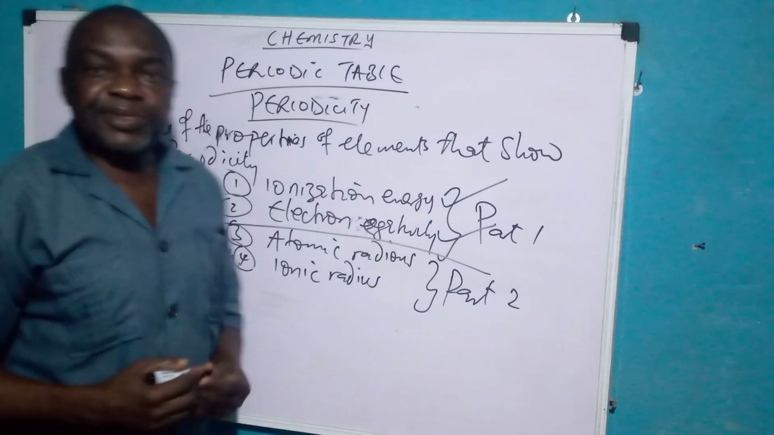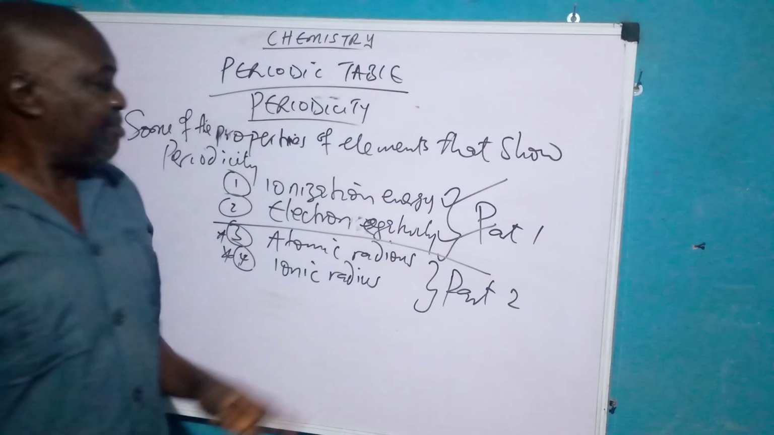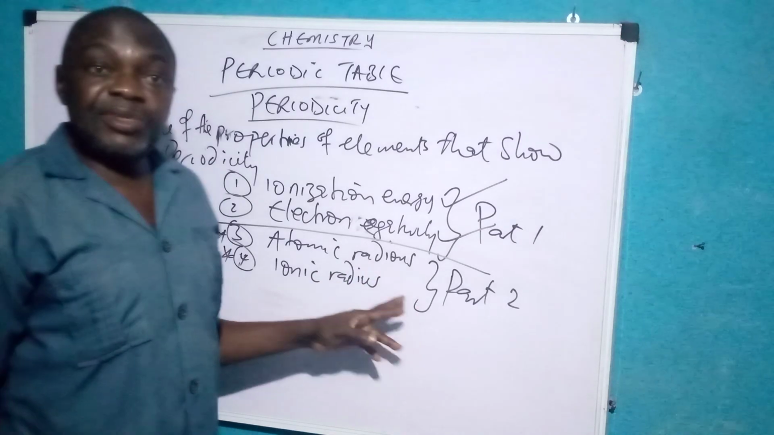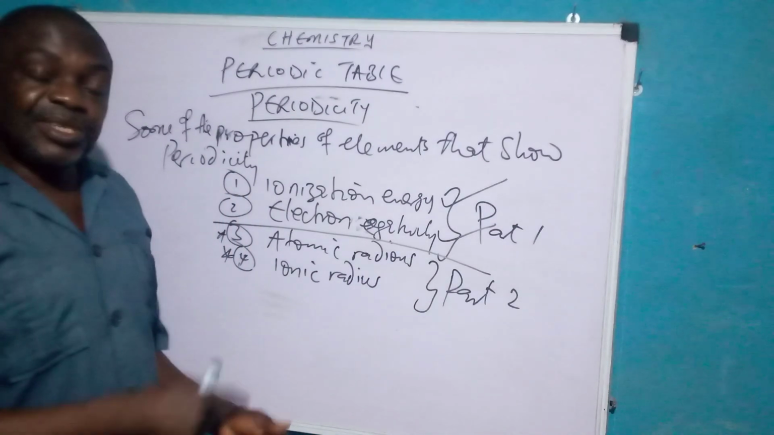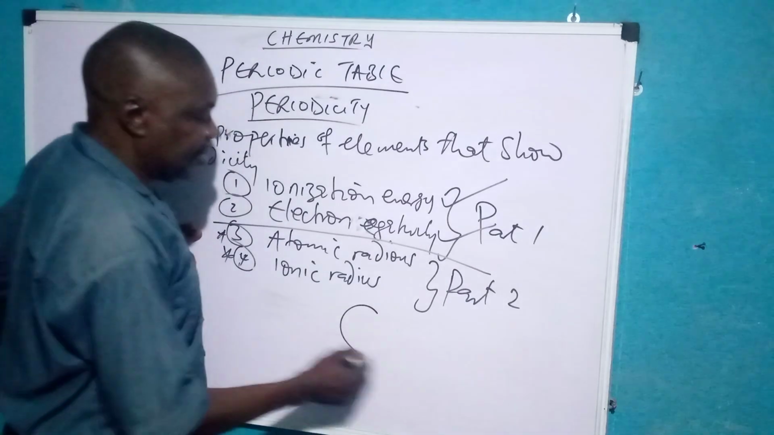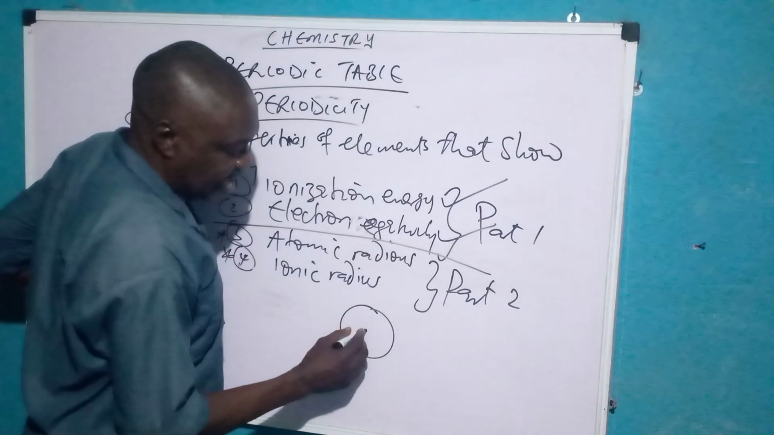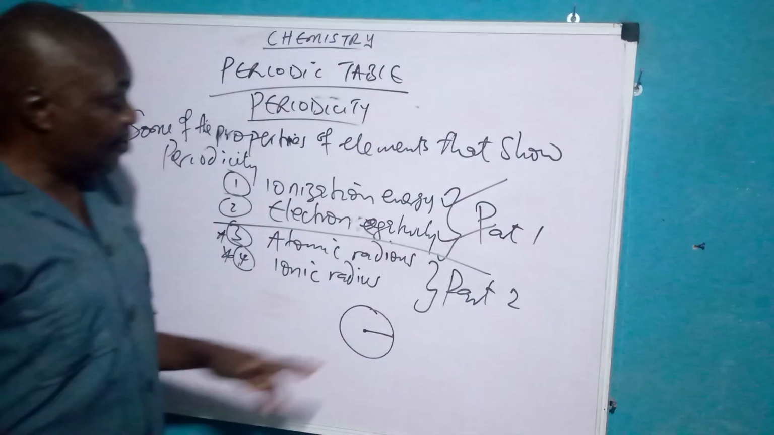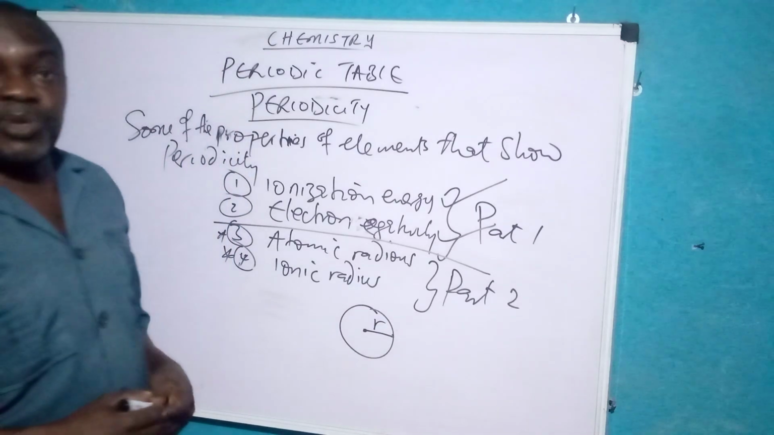Now, atomic radius, just like a circle and the radius. Atomic radius, by definition, is the distance between the nucleus, which is the center, and the valence shell. For example, this is the nucleus surrounded by the electron cloud. You see, the distance between this and the valence shell, that's the atom's shell, forms the radius of the atom. That's the definition of atomic radius.